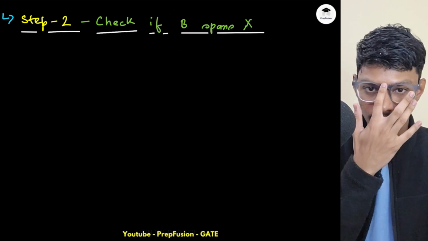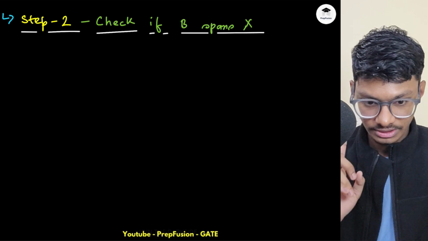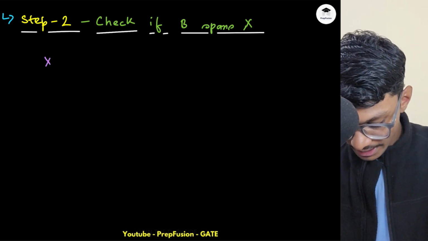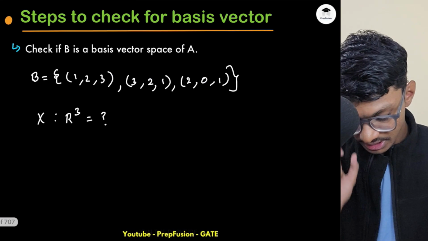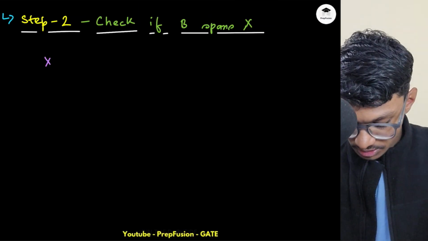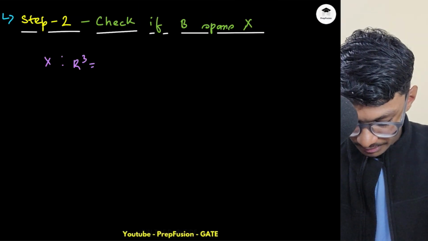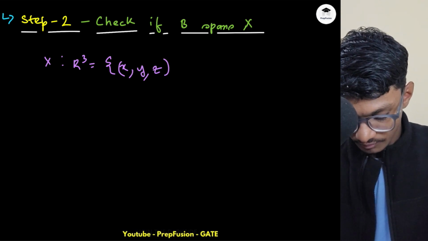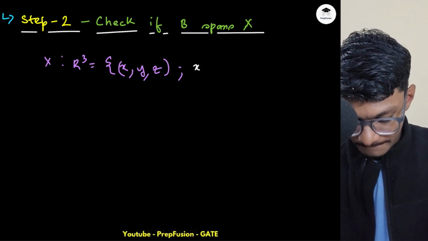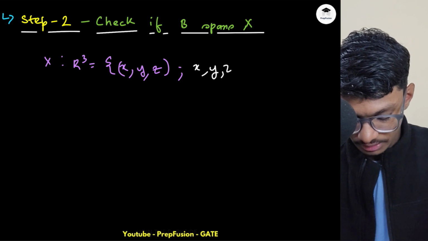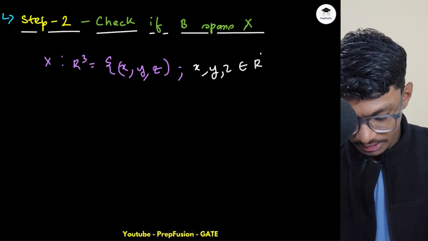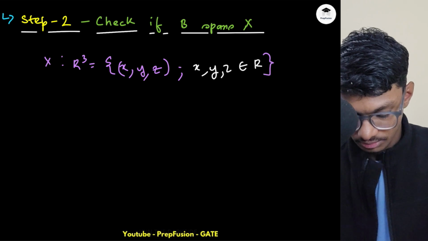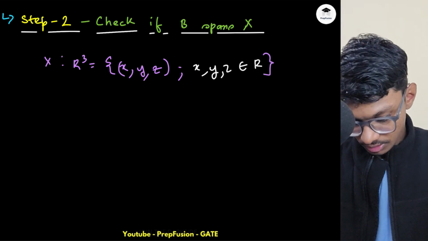So for that again we will use the rank concept, but this time my X will be what? X is 3D, right? X is basically the 3-dimensional real space. That means I can write my X like this: X, Y, Z, where X, Y, Z are all real. So basically now what will I do?